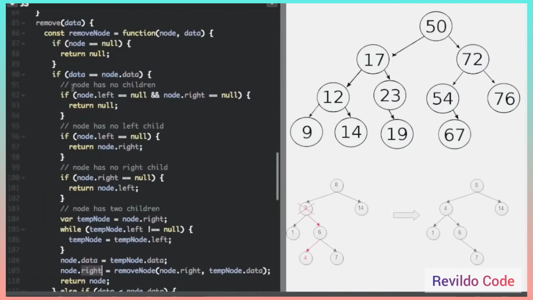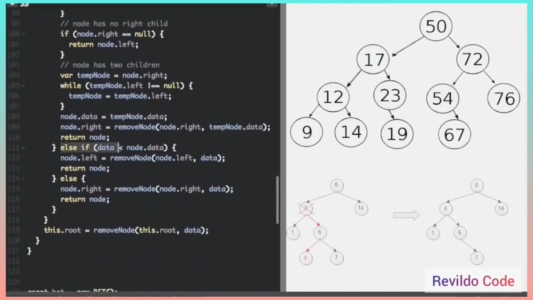We see here we were saying if data equals node.data, else if data is less than node.data, that just means we have to go to the left side of the tree because it's less. And here we're going to say that node.left equals removeNode, and we're going to call this recursive function again and pass in node.left and the data, and then we're going to return the node. Else, that means data is more than node.data. We're going to do node.right and call this recursive function again with node.right and data, and we're going to return the node.